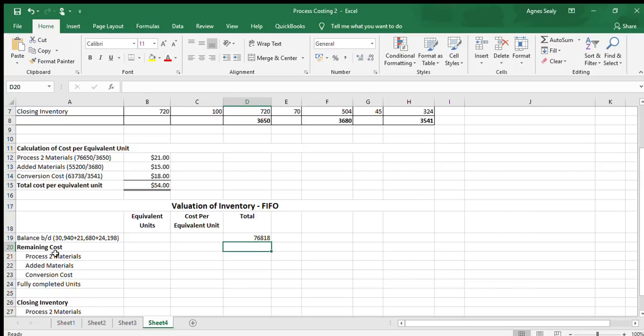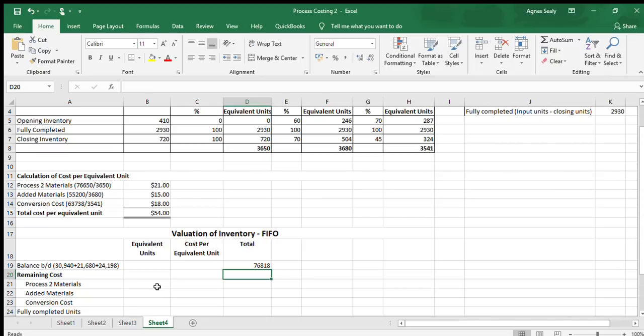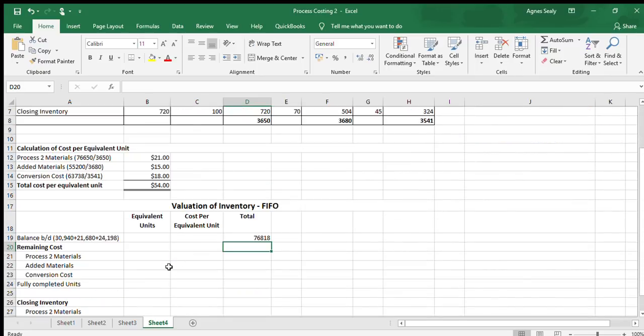So then we have to look at the remaining costs on the 410, because remember that those were not fully completed, and we have to look at the added materials. So we have 204 with respect to process 2, the equivalent units for that is 0, at $21.